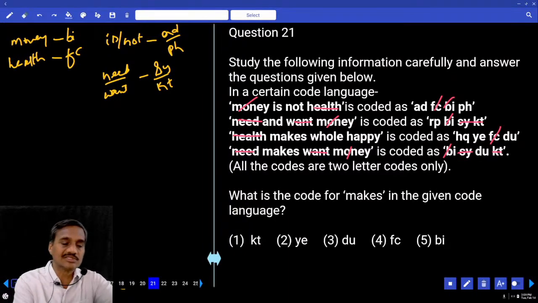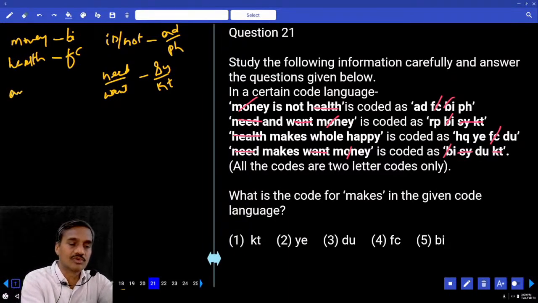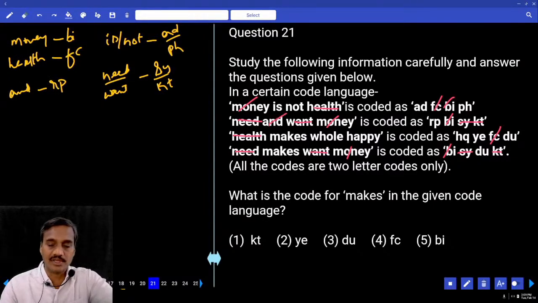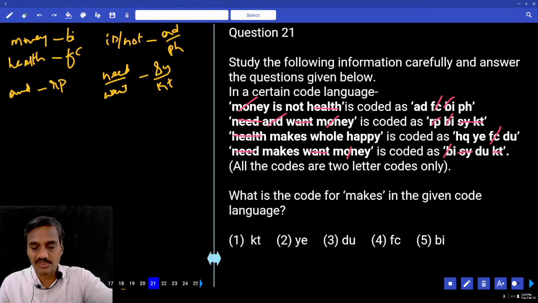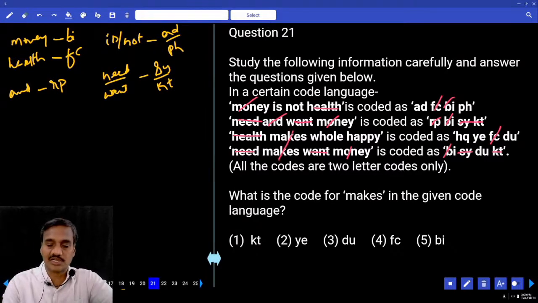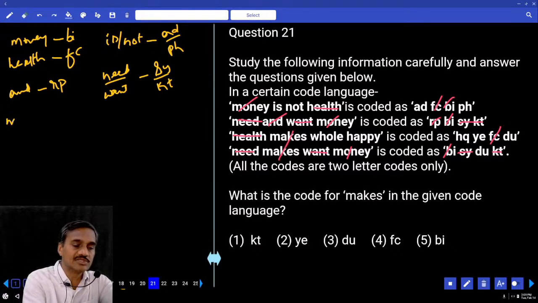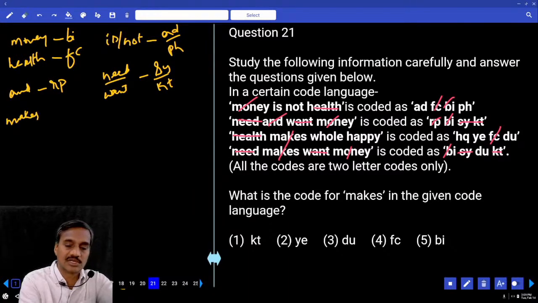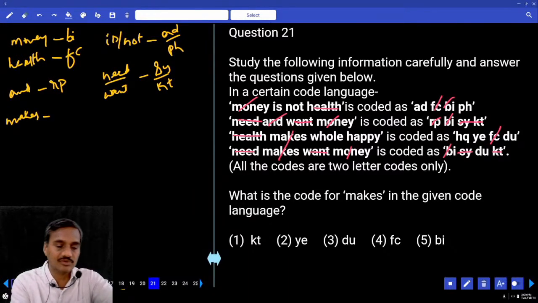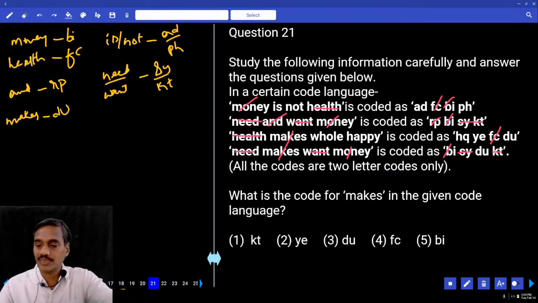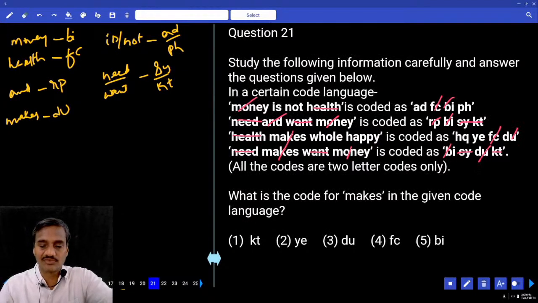Then in the second, what is left over? End. And the code to the word end is RP. End and RP. The next one. Now here makes is the word that is common between these two, and the code that is common between these two is DU. The code for makes is DU. DU and DU. Now we have left with two.